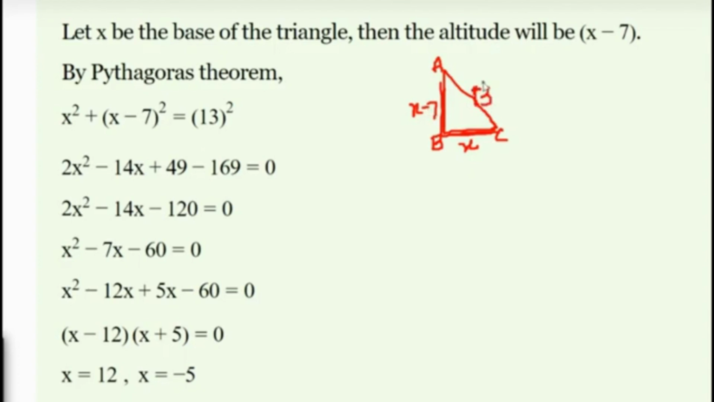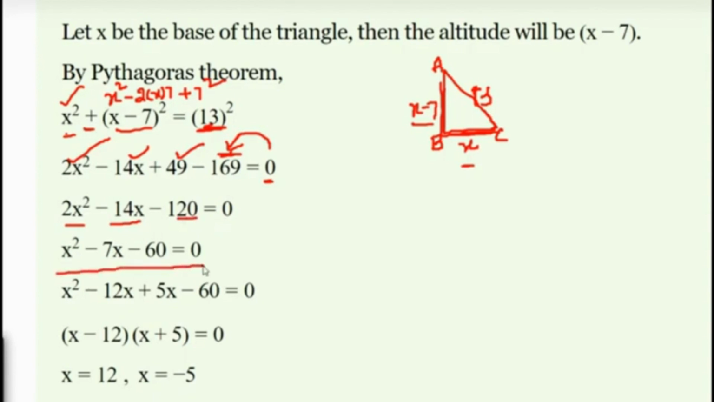Now we will apply the Pythagoras theorem. Hypotenuse square is equal to the sum of squares of the other two sides. The other two sides are x and x minus 7. So x square plus, using the a minus b whole square formula, a square minus 2ab plus b square. So 2 sevens are 14x, x square plus x square is 2x square, 7 square is 49, 13 square value is 169. 169 comes to the other side of equal to, it will become minus 169, other side will become 0. So 2x square minus 14x minus 120 is equal to 0. Obviously x square minus 7x minus 60 is equal to 0.